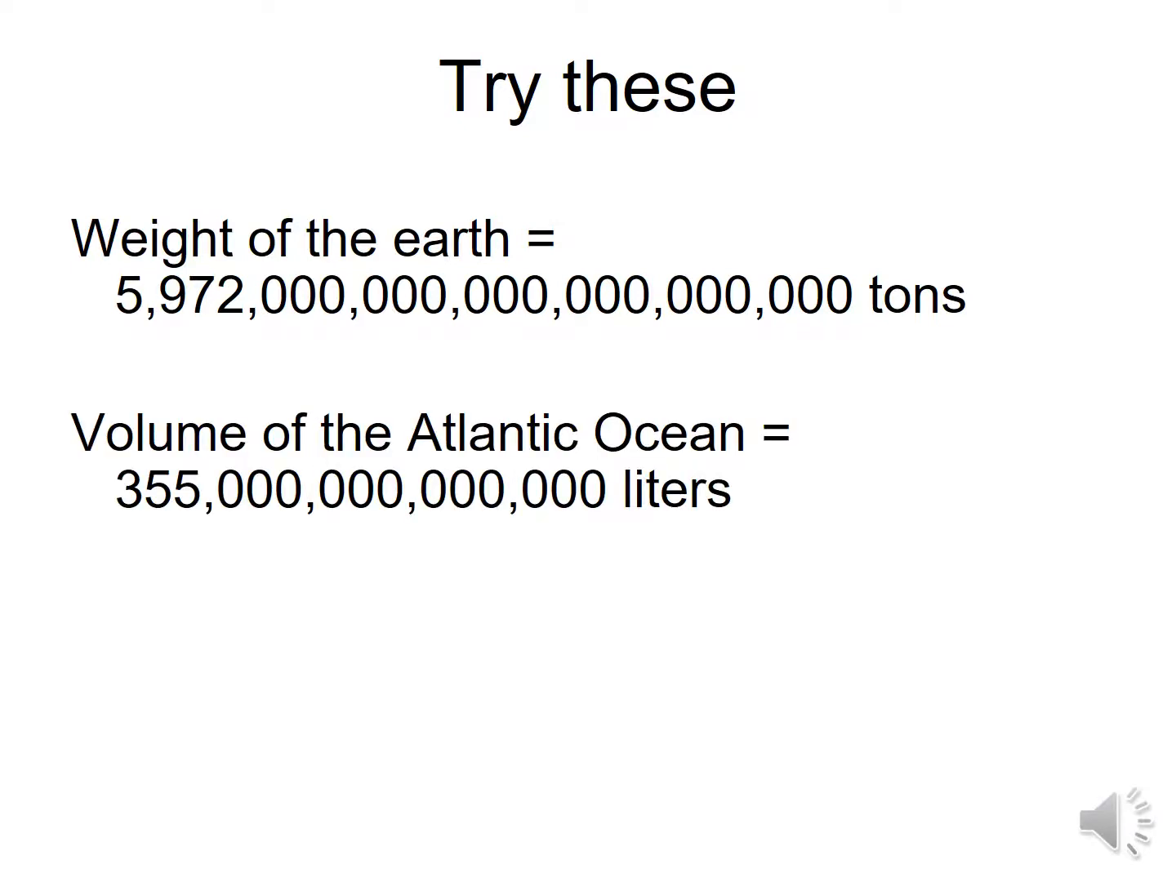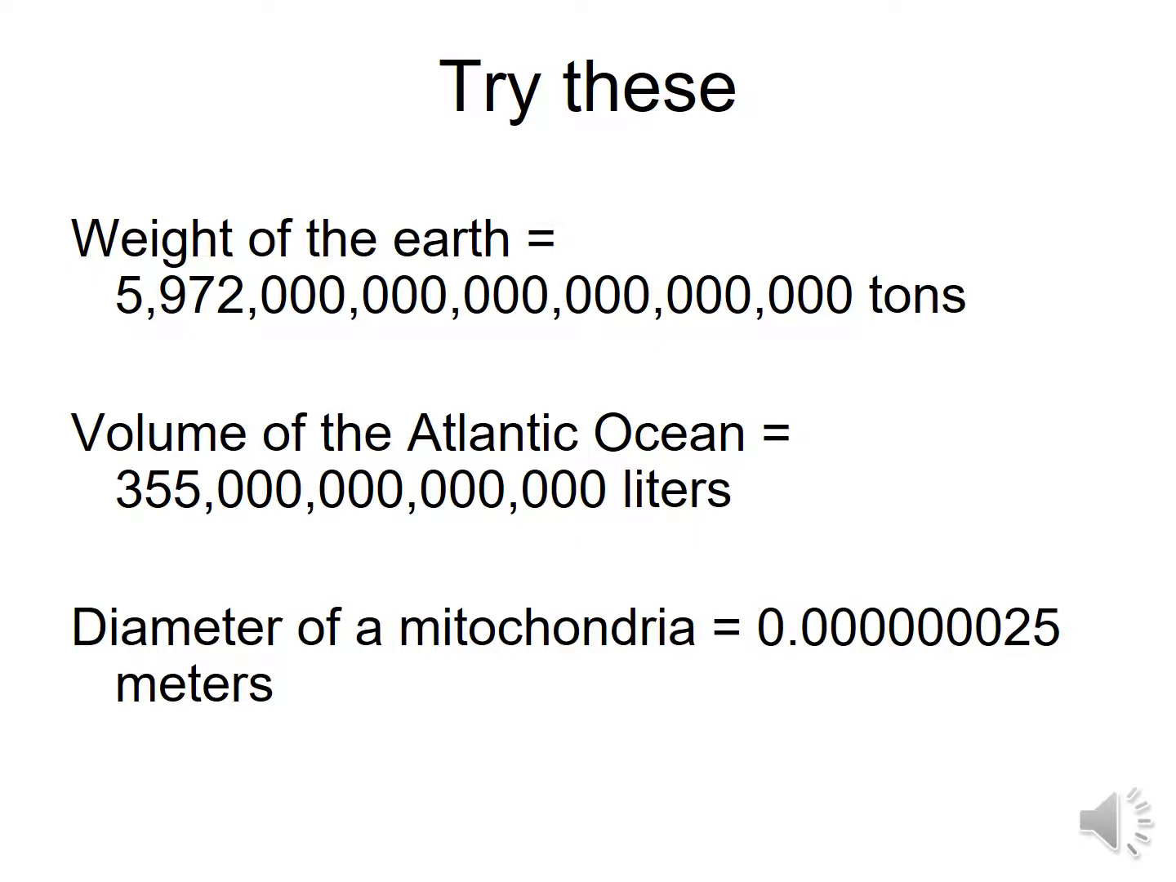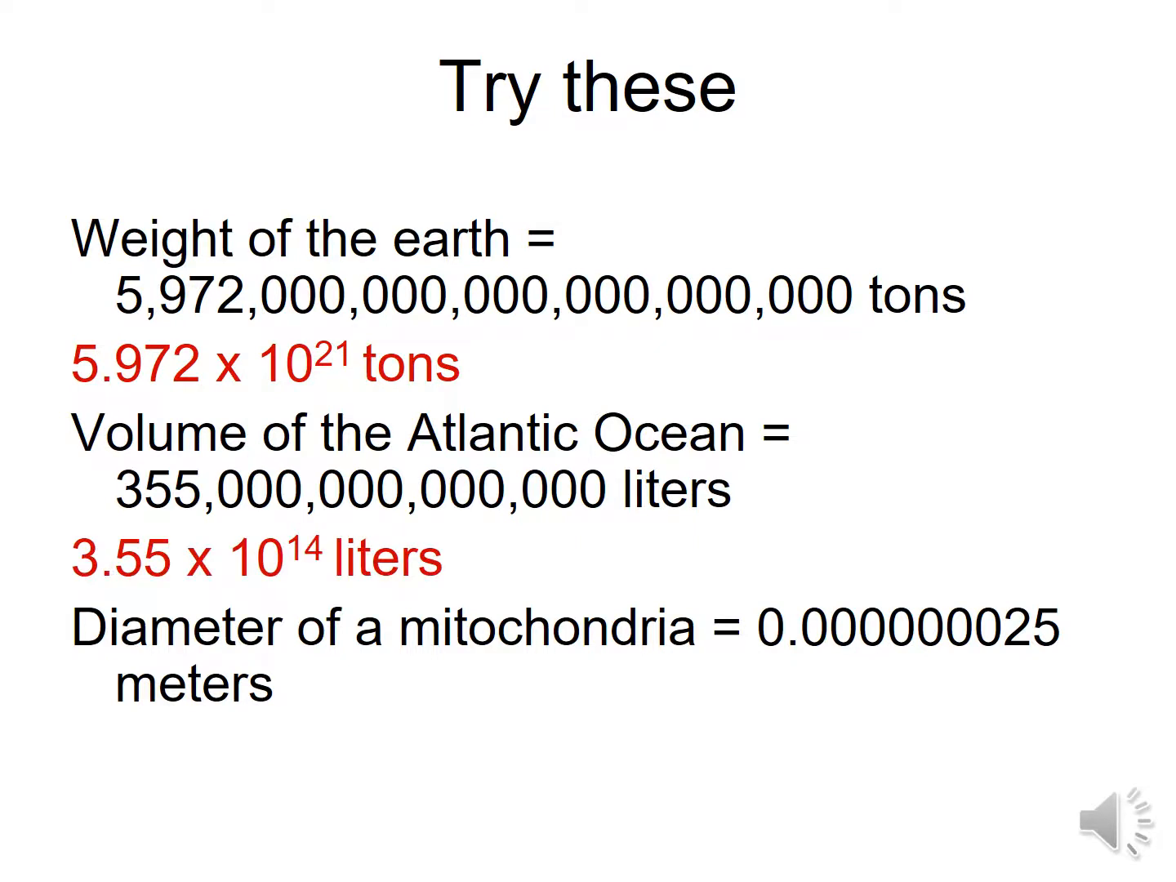Volume of the Atlantic Ocean, that's another big number. 3, 6, 9, 12, 13, 14 would put the decimal between the 3 and the 5. And that would give us the right number of places for our exponent. And then the mitochondria we talked about earlier, 0.00000025 meters. 5.972 times 10 to the 21st, 3.55 times 10 to the 14th, and 2.5 times 10 to the minus 8 meters.